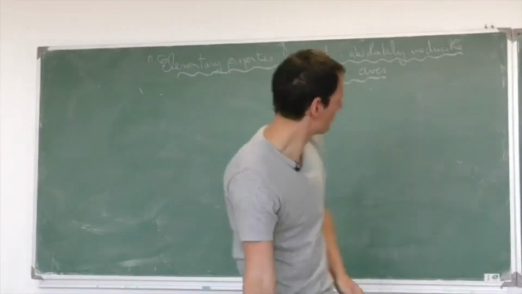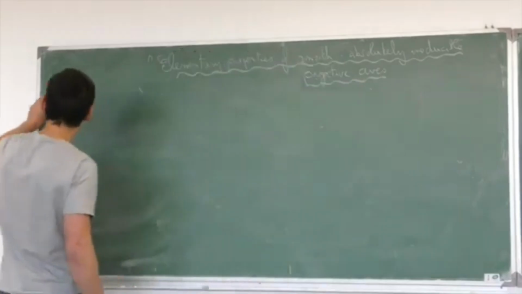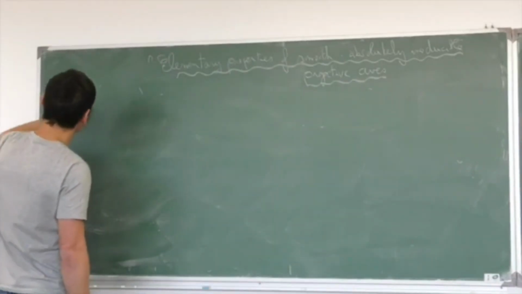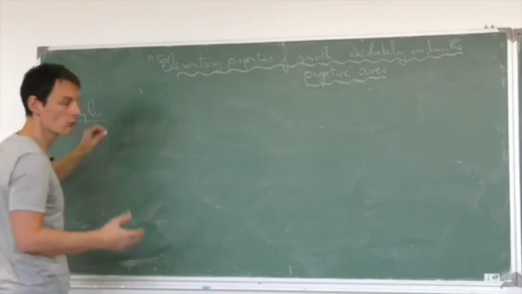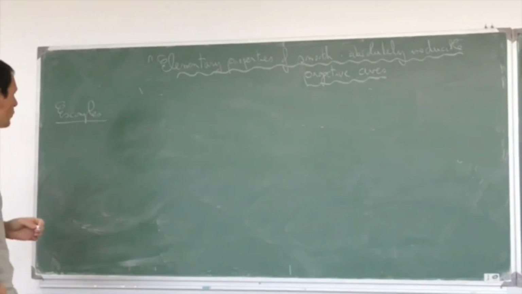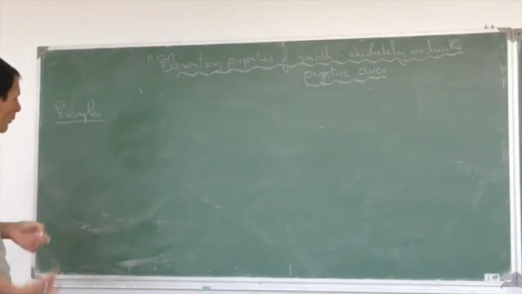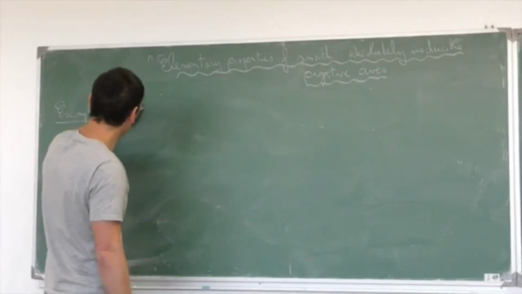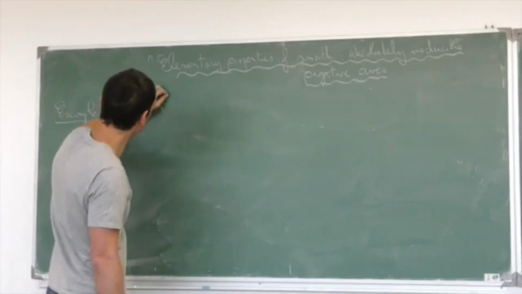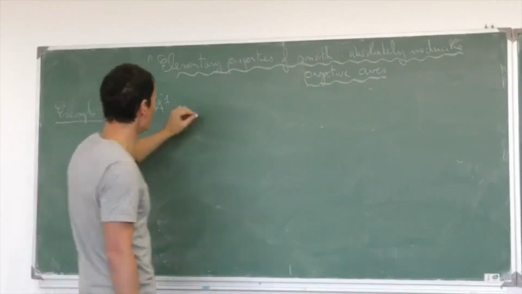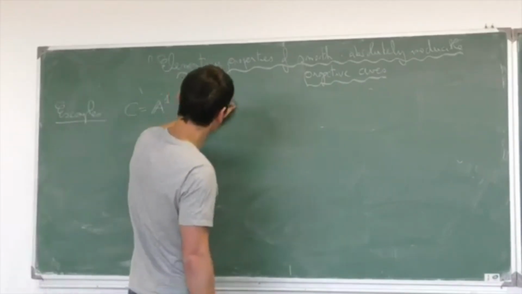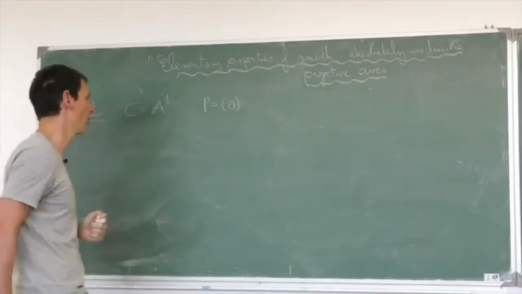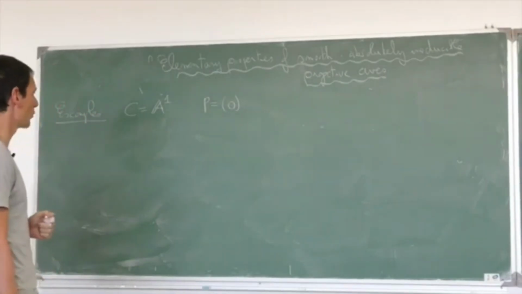So let's look at two examples in order to see what this valuation is. As I said, everything is local, so I'm going to deal with affine curves here. The first one I'm going to take is simply A1, and the point P is going to be the point 0 on A1.